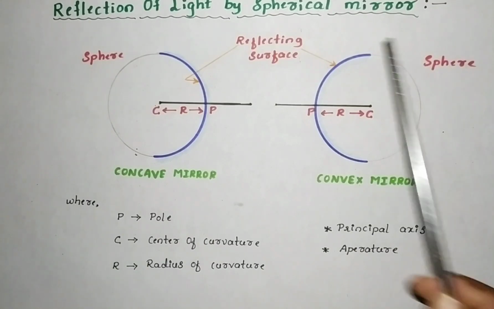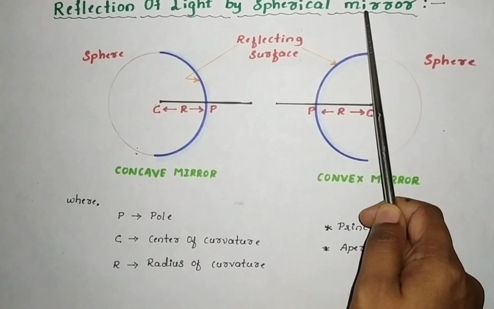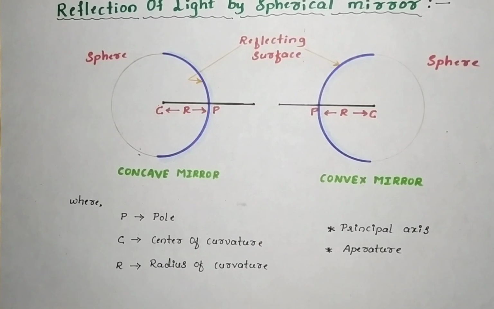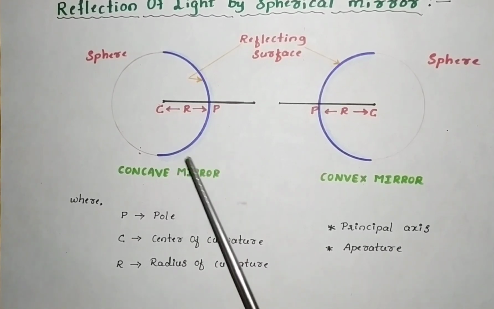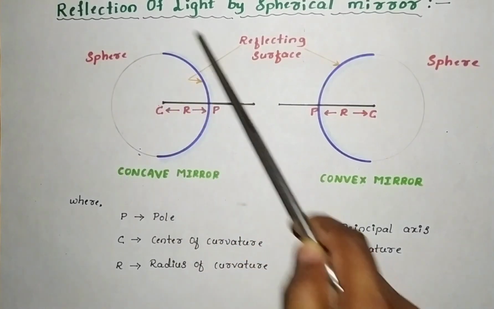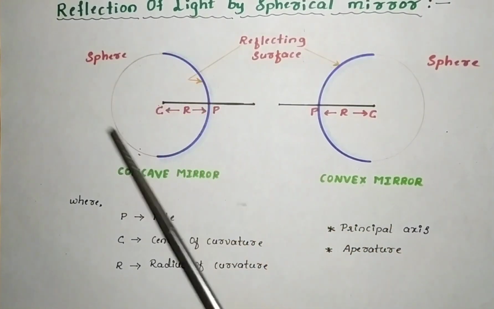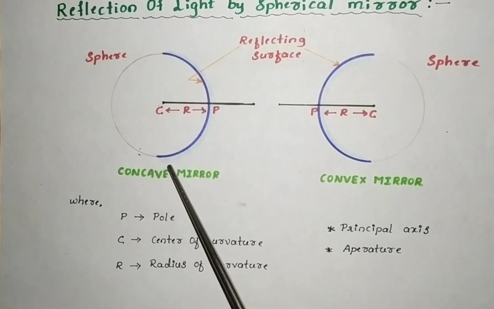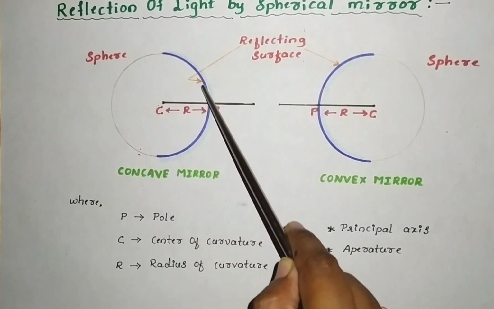Now, spherical mirrors are divided into two types, and they are concave mirror and convex mirror. What is a concave mirror? First we have to know the general meaning. Concave, inward; convex, outward. Now you can observe the diagram. The first diagram indicates a concave mirror. So this is a sphere. We are not going to take the whole sphere, but only a part of the sphere. So this blue line indicates the spherical mirror, where the inner surface is reflecting.